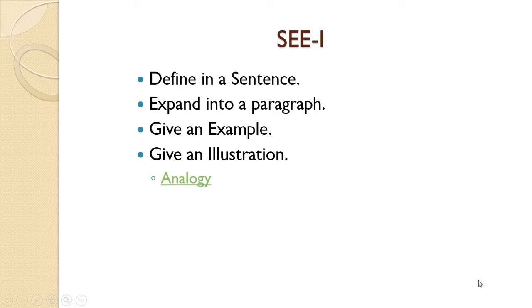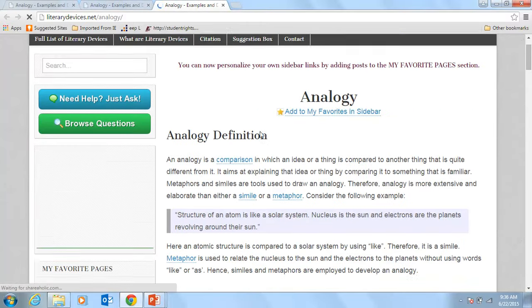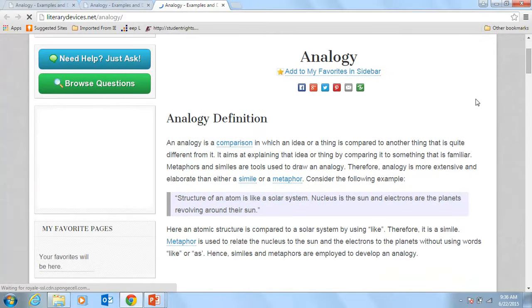So CI stands for define your topic in a sentence, expand it into a paragraph, give an example, and give an illustration. The most difficult part of this is the illustration because an illustration is an analogy. So let me show you some examples of analogies.